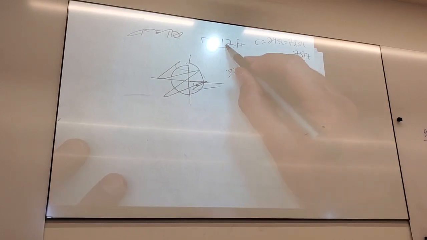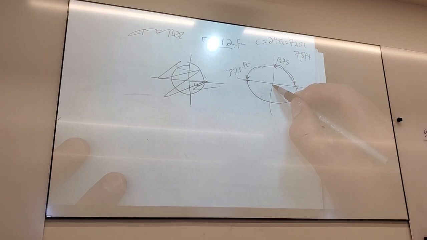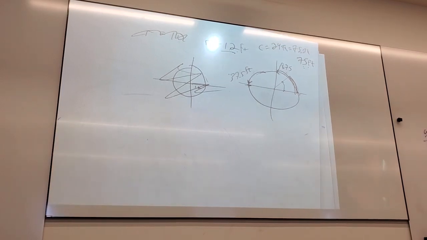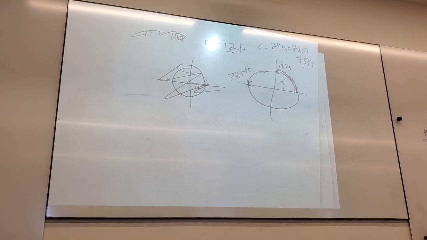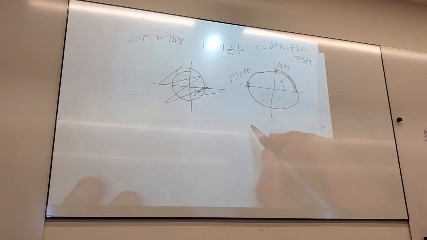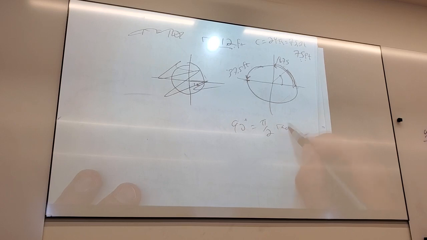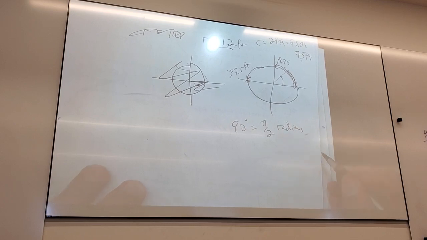So where would 12 feet be? Wouldn't 12 feet be roughly here or so? That would be the same thing as 1 radian, taking a radius worth of a walk along here. So 90 degrees is equal to... if I went 90 degrees, isn't that pi over 2 radians? You guys with me?